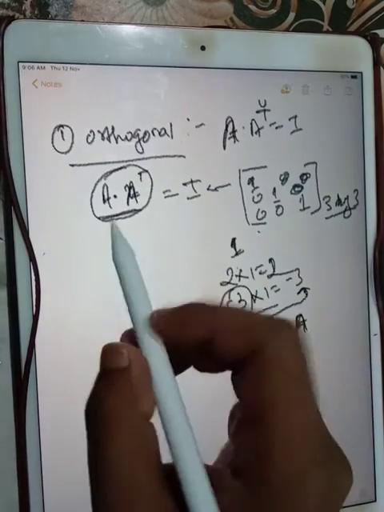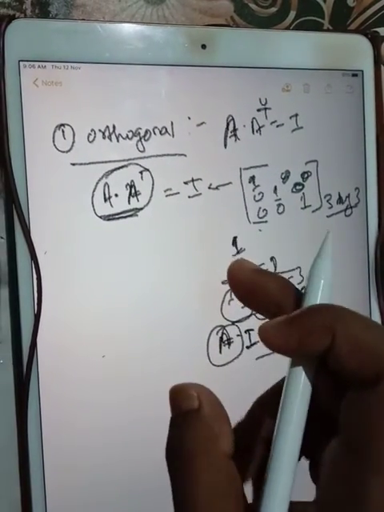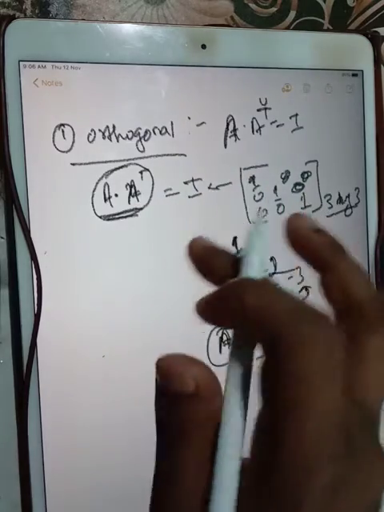Okay, so if we multiply A into A transpose, and we get I as the output, then that matrix is known as an orthogonal matrix.